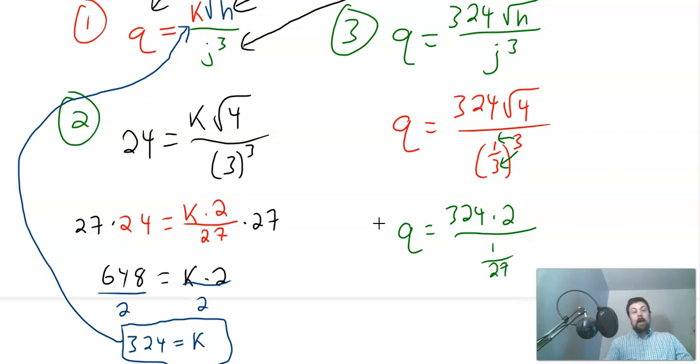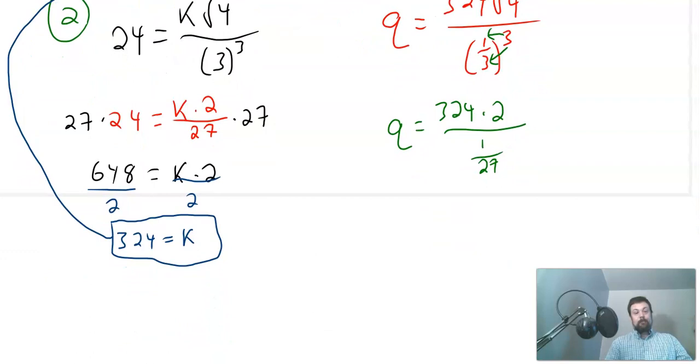Now to divide by a fraction, this is the way I think of it. I'm dividing by a fraction, right? This fraction bar here is a division. So we have Q equals 324 times 2 divided by a fraction, 1 over 27. And how do we divide by a fraction? We multiply by the reciprocal.